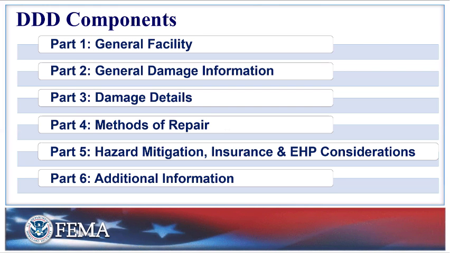So now let's talk about the DDD components. Part 1 is the general facility. Part 2 is our general damage information. Part 3 is damage details. Part 4, methods of repair. Part 5, hazard mitigation, insurance, and EHP considerations. And Part 6, additional information. So we're going to go over these 6 parts, and just remember that this is the information that is gathered during that actual site inspection.